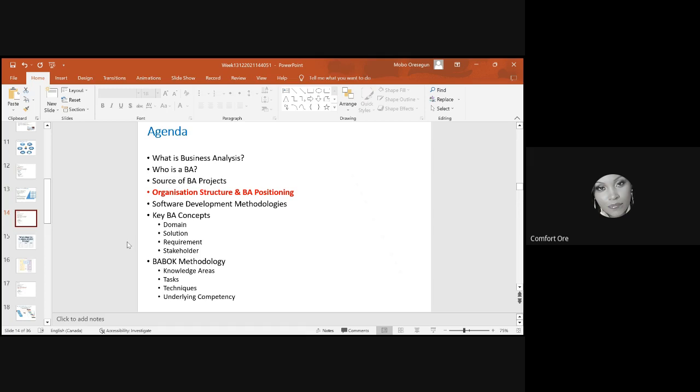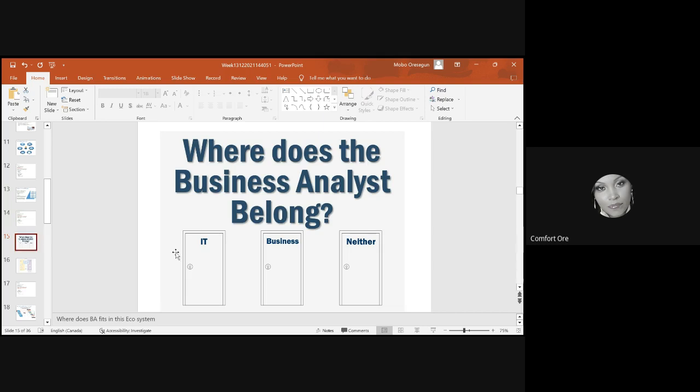Okay. All right. Organization structure and BA positioning. I think I mentioned this initially, that you should realize there are two positions for a BA within an organization. Do you remember? Technical side and business side. Awesome. So we said the technical side, which is the IT, and the business side.